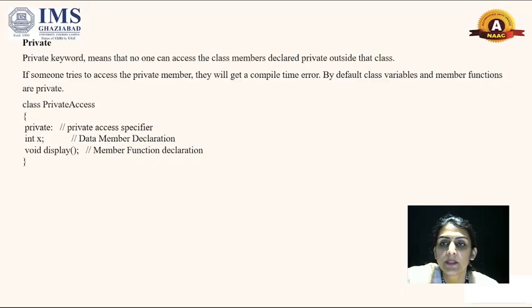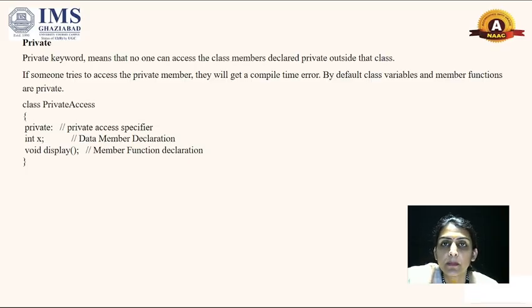The next access specifier is private. The private keyword means that no one outside the class can access the class members which are declared private. If someone tries to access a private member, they will get a compile time error. By default, class variables and member functions are private.